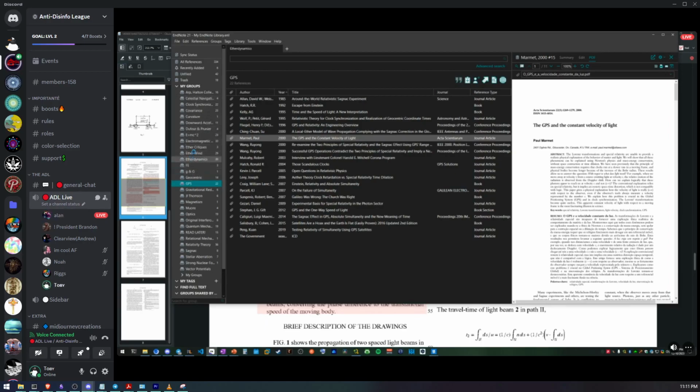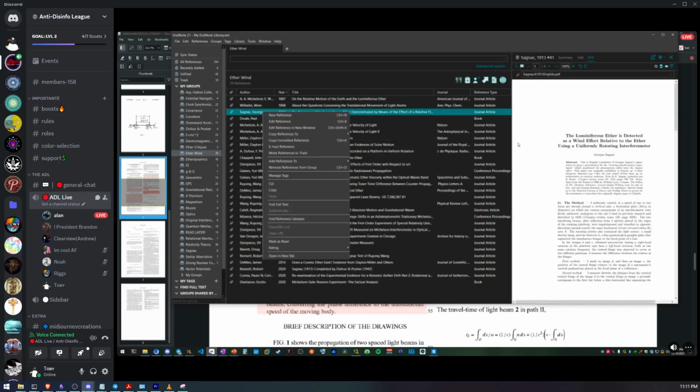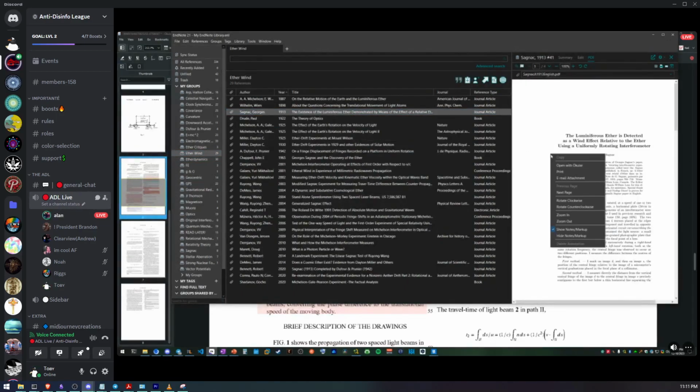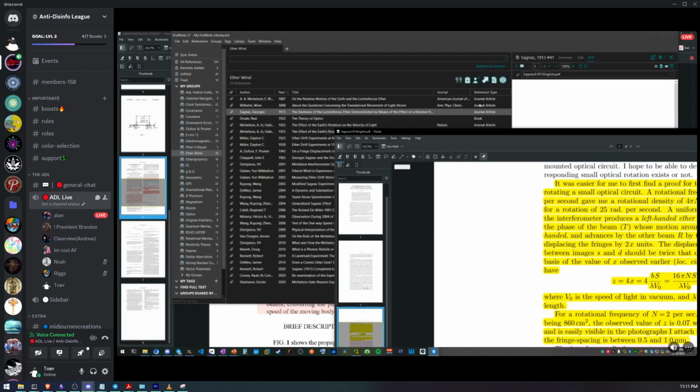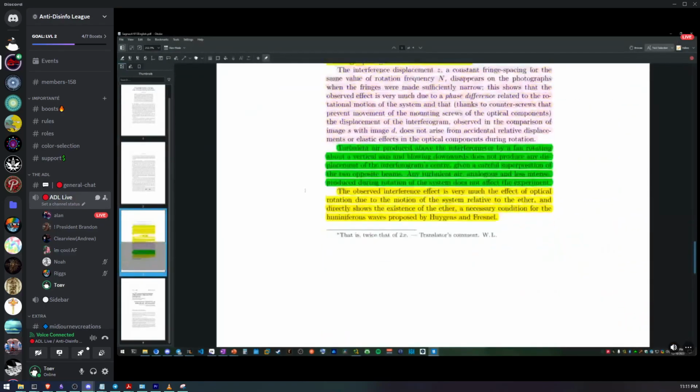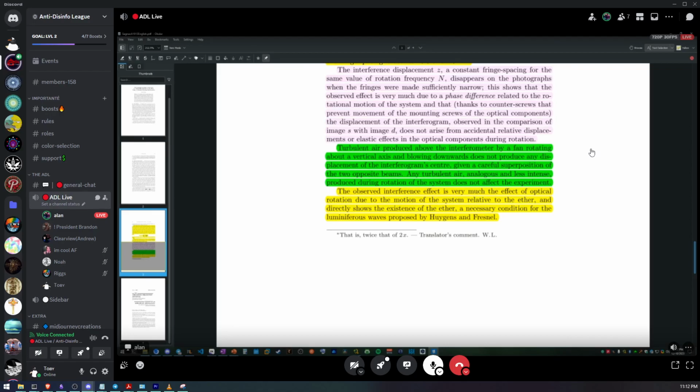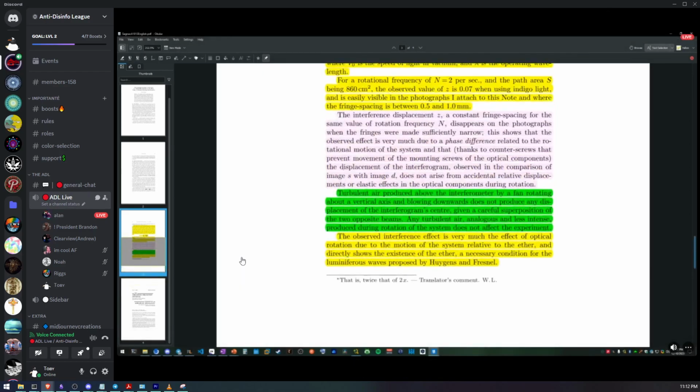Poor Sagnac, man. Dude got gaslit till he died. Let's see, 100 years. Turbulent air produced above the interferometer. So this is like him comparing the atmosphere to the ether wind to kind of explain the effects that he measured.